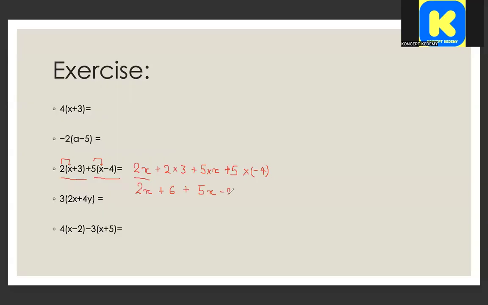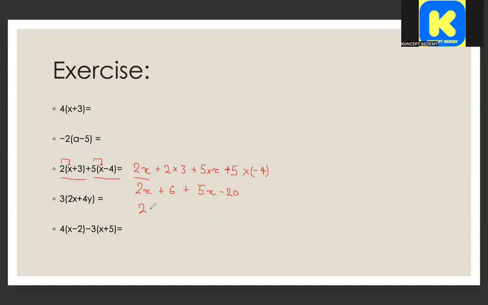So this will be minus 20. Okay. Now we got 2x plus 6 plus 5x minus 20. Now what we need to do? Now we will write the variables together and the constants together, and then we will proceed.